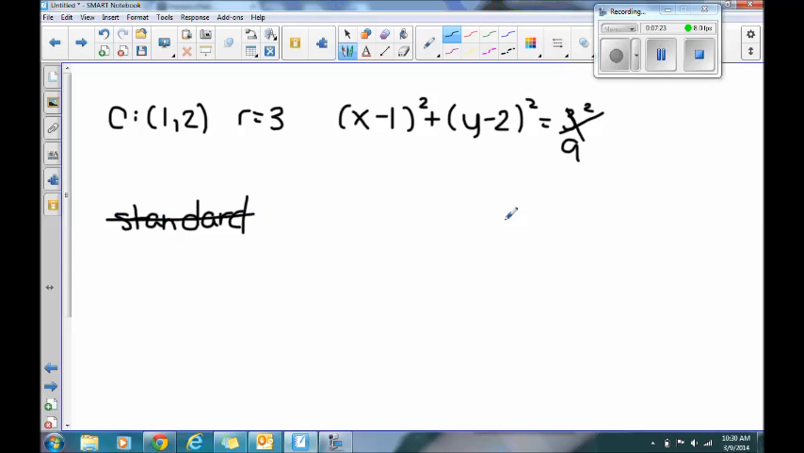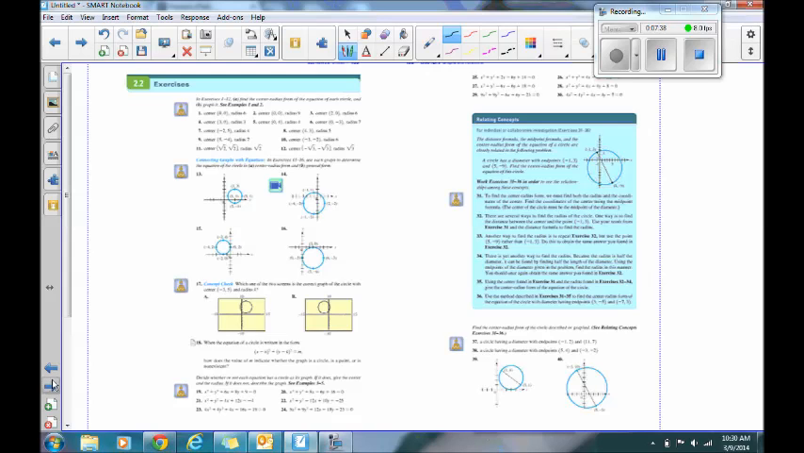If you're interested in that, all that means is we're going to FOIL both of these out and put all of our terms on the same side and mix them all together. And again, this is what I'll quiz you over, that's what I'll test you over, is to see if you can get to center-radius form of that circle.